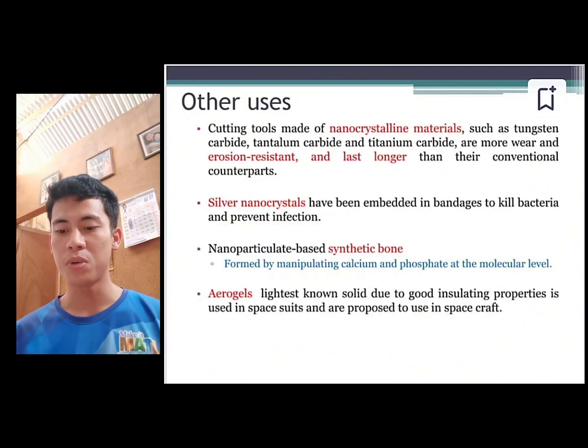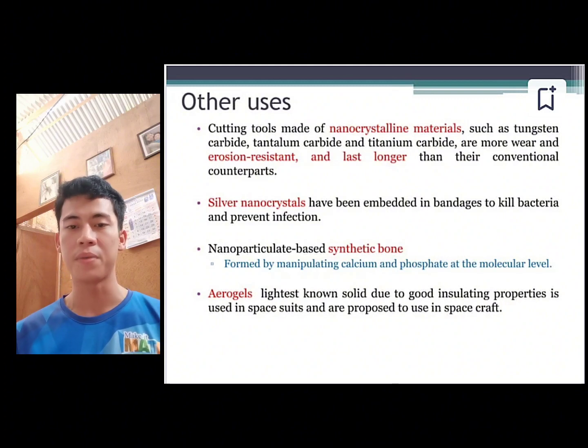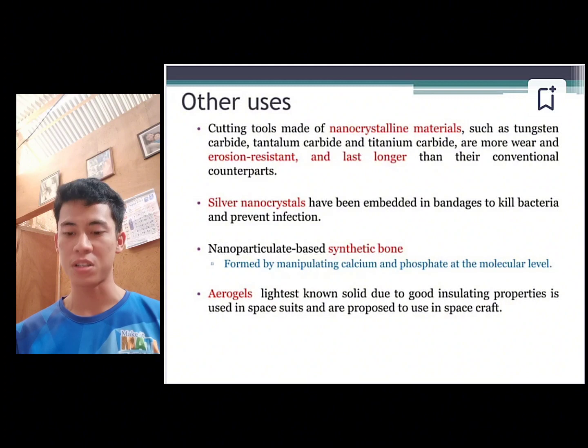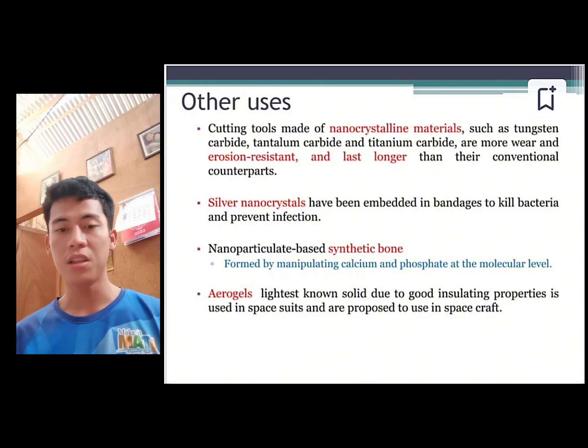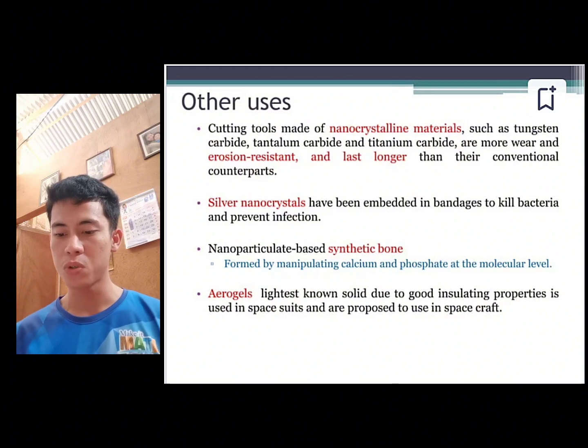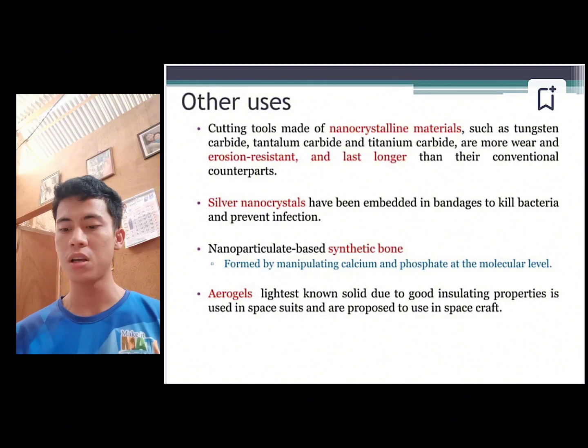Other uses: cutting tools made of nanocrystalline materials such as tungsten carbide, tantalum carbide, and titanium carbide are more wear and erosion resistant and last longer than their conventional counterparts. Silver nanocrystals have been embedded in bandages to kill bacteria and prevent infections. Nanoparticulate-based synthetic bone, formed by manipulating calcium and phosphate at the molecular level. Aerogels, the lightest known solid, due to their good insulating properties, are used in spacesuits and are proposed for use in spacecraft.